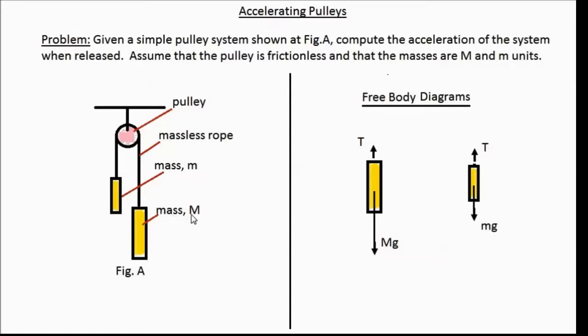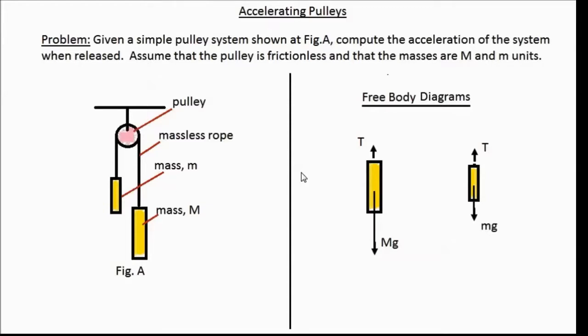Capital M is of a larger mass and little m is of a smaller mass, and they're connected by a string, a massless rope, so that it's a constrained system. When mass capital M moves down by x, the small m moves up by the same distance x. The pulley is assumed to be frictionless.